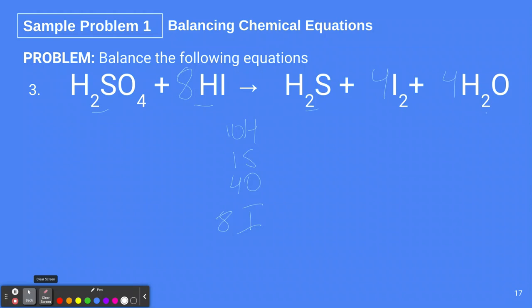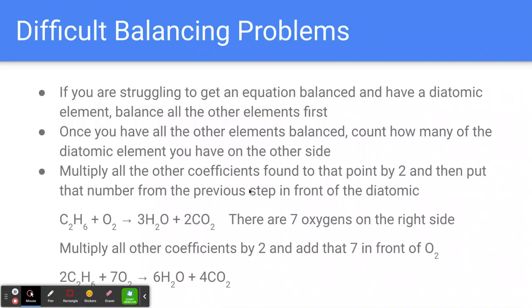Over on the product side, I have 2 hydrogens here. I have 4 times 2 gives me 8 hydrogens there. Gives me that 10. 1 sulfur. I have 4 oxygens over here. And then my iodine, I have 4 times 2 gives me that 8. All right, so that's how to balance chemical equations. If you are struggling with balancing them, here are some tips.